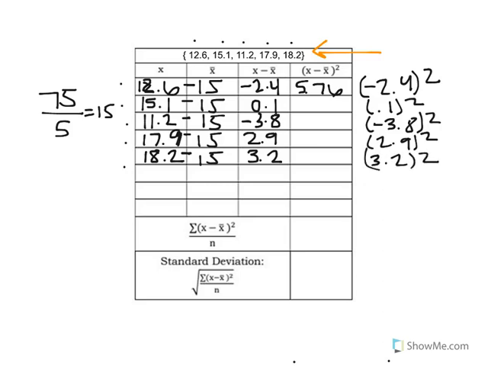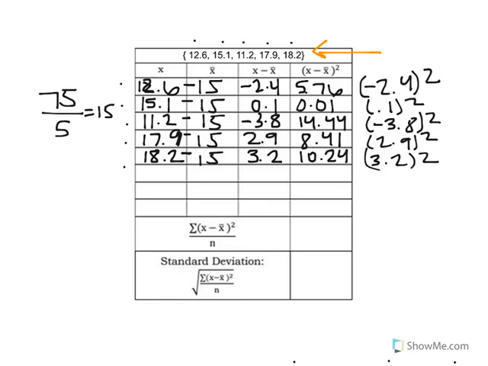Okay, so now I'm actually going to square those and enter them in my column. So for this value I get 0.01. You could also put the 0 before it if you like. I get 14.44 here. Next one is 8.41, and then 10.24. Okay, so that is now squaring all of them.